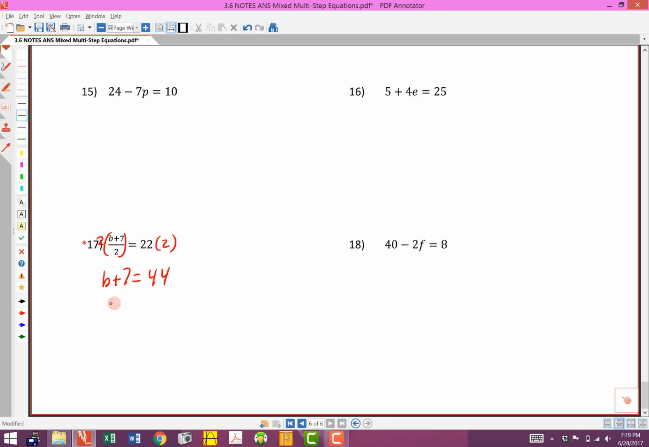The only thing left to do on this problem is just subtract 7 from both sides. So we end up with b equals, let's see, 44 minus 7. That's going to be 37. Positive 37 is the answer.